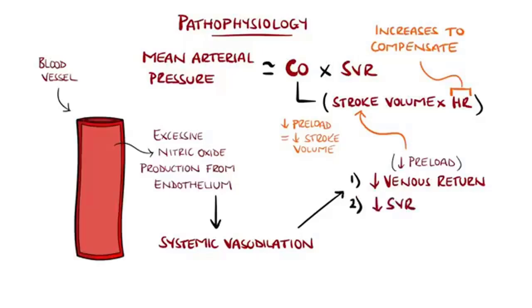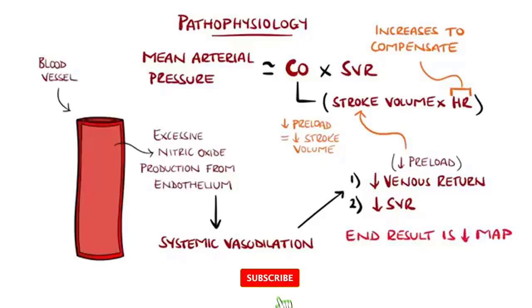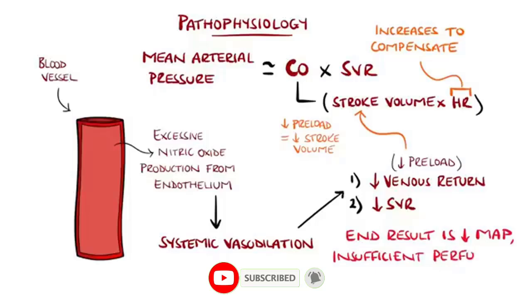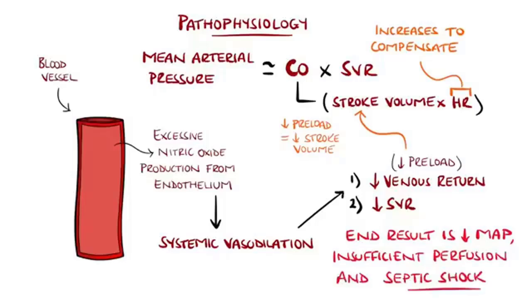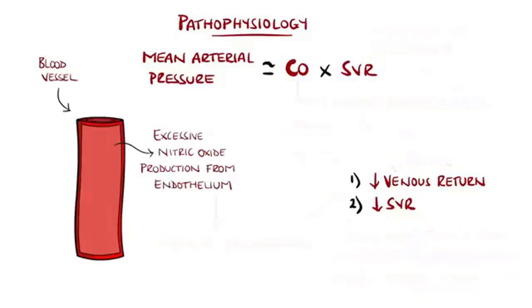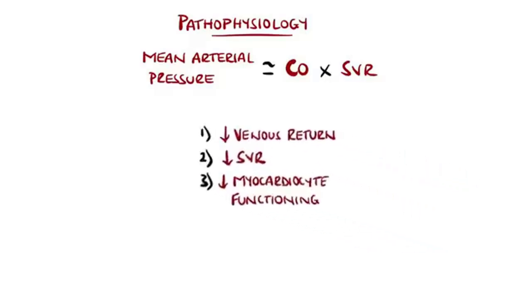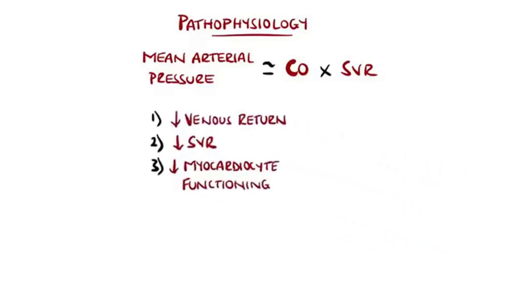The vasodilation also affects the arteries, reducing systemic vascular resistance. Put together, this means that the mean arterial pressure is reduced, and this lower blood pressure can therefore result in reduced perfusion to organs. And when hypotension is severe enough, it is defined as septic shock, which is a form of distributive shock. On top of this, nitric oxide can also reduce myocardiocyte contractility directly, thereby reducing the ability of the heart to pump blood effectively. And sepsis features increased vessel permeability, so fluid can extravasate and further reduce the circulating volume.